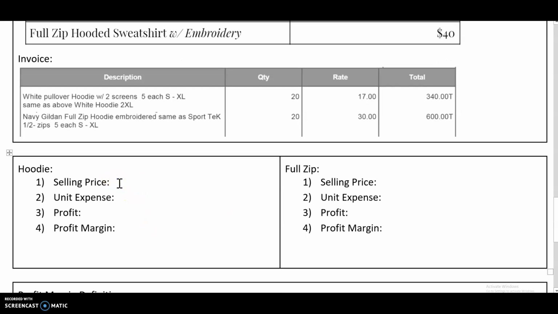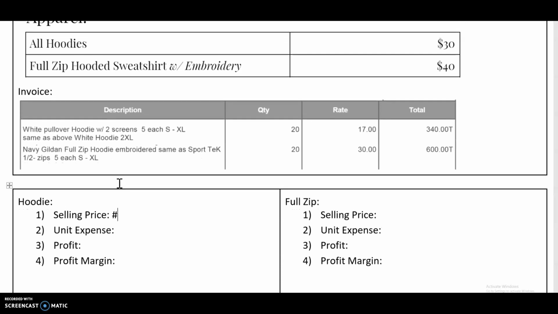Which one's more profitable? I'm going to fill this information into this table here. So the hoodie, our selling price is $30. Our unit expense, remember, expense means cost for the business. So what did we spend on the hoodie? If you go to this invoice or our receipt, each hoodie was $17. Whereas a full zip, we are selling them for $40 in the store. They're embroidered, they're a little more expensive. Our unit expense, aka how much did we spend on one full zip? You go to our invoice, the rate per each one was $30.